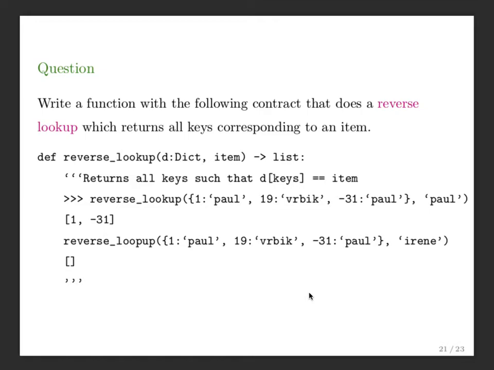Suppose I have a dictionary which takes the integer 1 to Paul, 19 to Verbeek, and minus 31 to Paul, and I ask you to do a reverse lookup on Paul, you should return 1 and minus 31. Return all keys that map to the value Paul. If I do a reverse lookup on the same dictionary for my sister's name, Irene, it's going to return nothing because it's not in the dictionary. So let's now write a function to do reverse lookup.